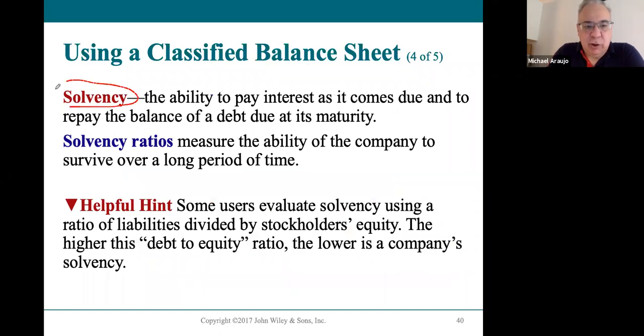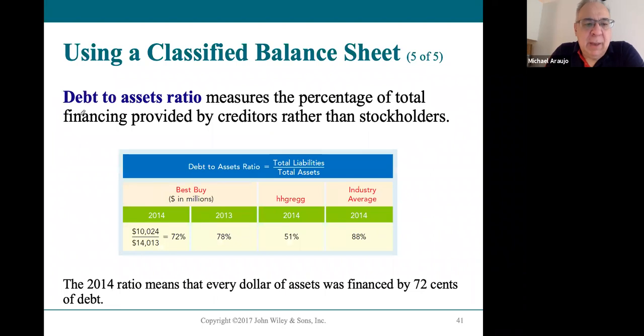Solvency is about long-term debt. Will the company be able to pay interest? And will the company be able to pay its debt when it matures? So it's looking at long periods of time, really at long-term debt and the company's ability to pay long-term debt.